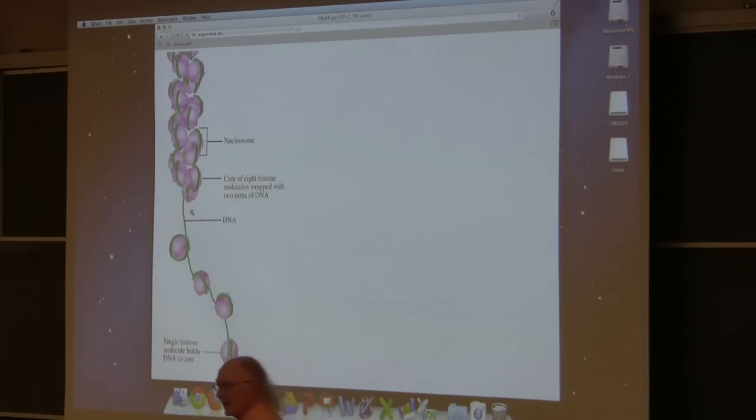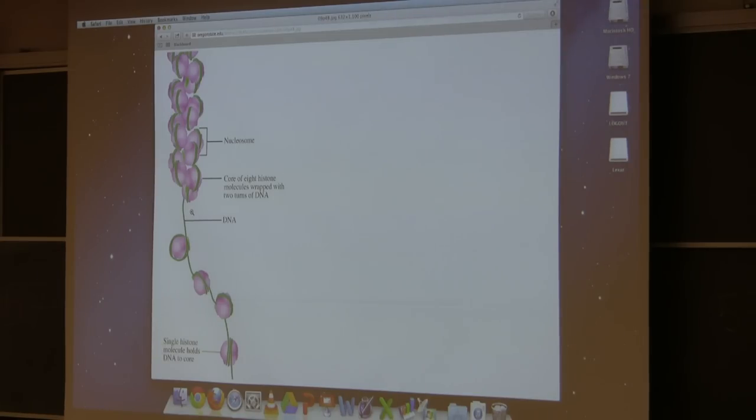So chromatin is, as I noted, a complex between proteins and DNA. The DNA wraps around proteins. The proteins are called histones. And histones are interesting proteins. We only see histones in eukaryotic cells. We don't see histones in bacteria, which are prokaryotic. So eukaryotic cells contain histones.